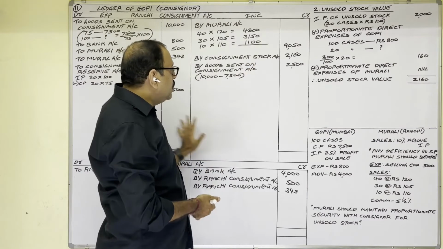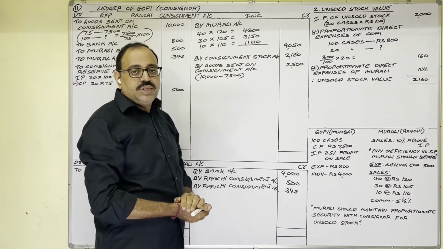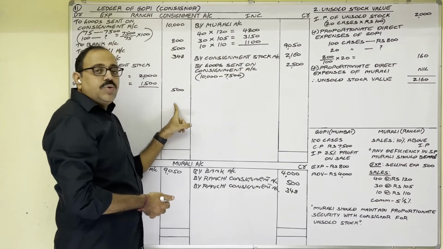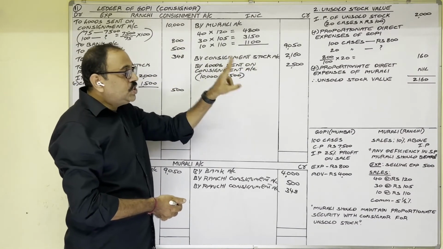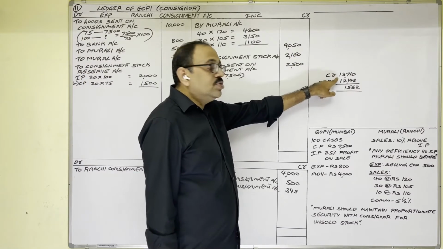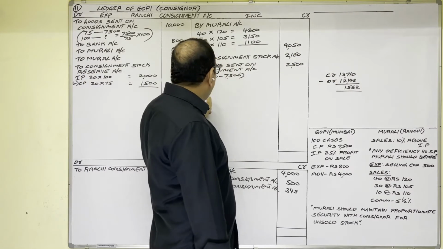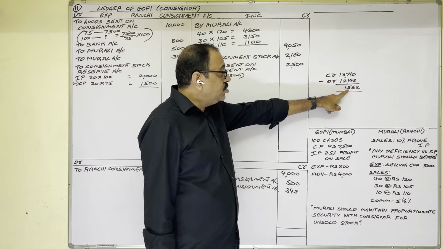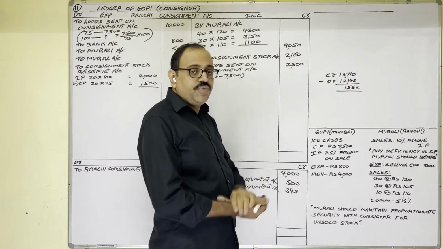Finally, we have to find out the profit or loss in consignment business. So observe, credit side total is more than debit side total. In rough notes, these two sides totals we should calculate. Credit amounts total is 13,710. Debit amounts total 12,148. Difference 1,562. This is profit.